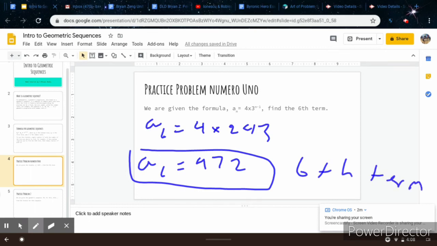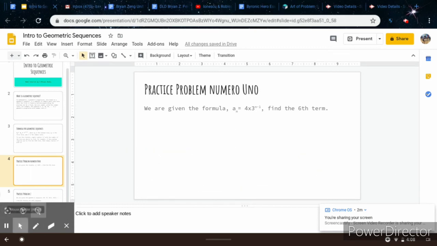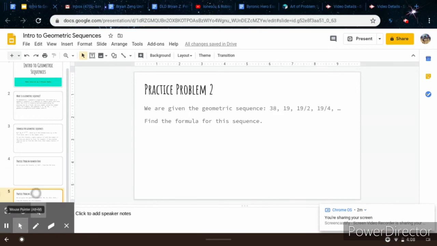Okay, now let's go to the next problem. We are given the sequence 38, 19, 19 halves, and 19 quarters, and we want to find the formula for this sequence. We can first write the basics. We know a_n equals the first term, and we see the first term right here. It's 38, so we write 38.